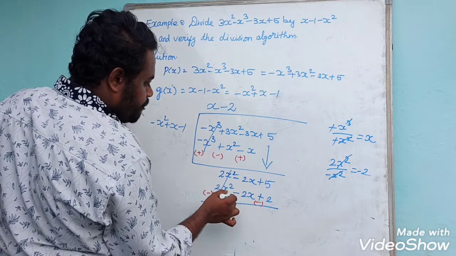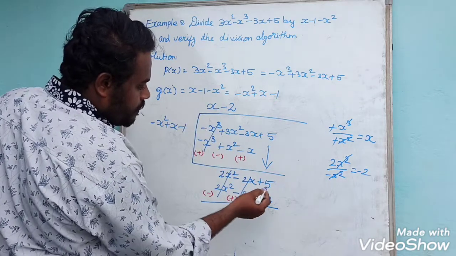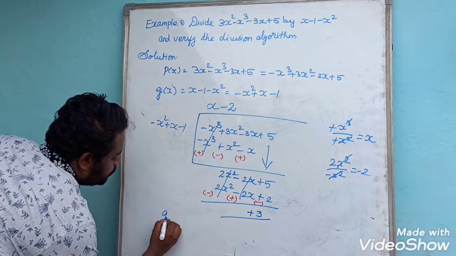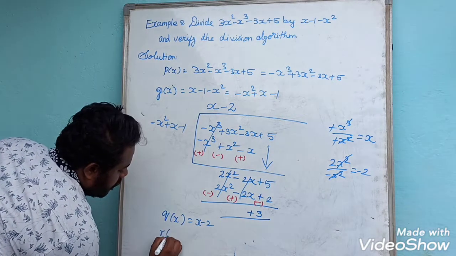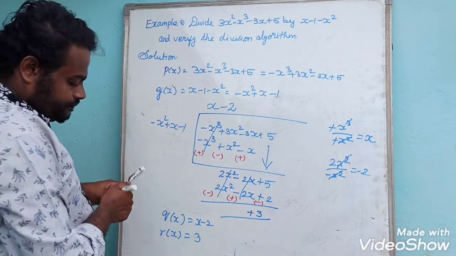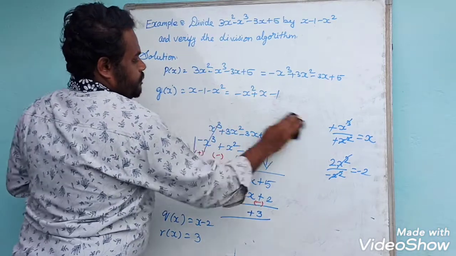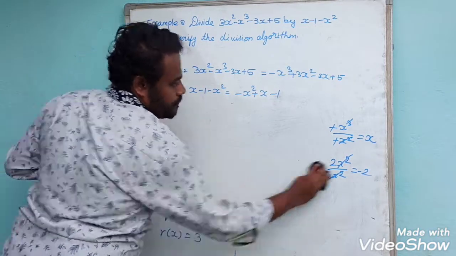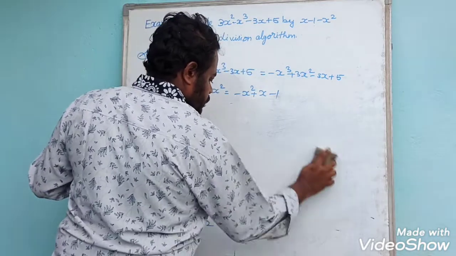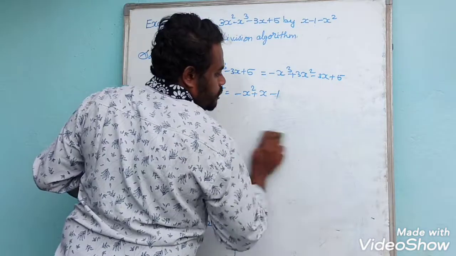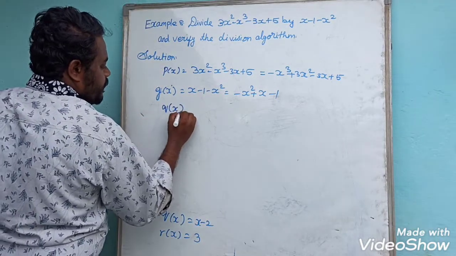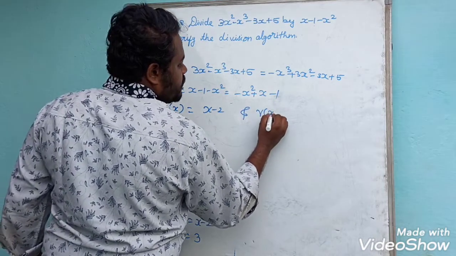Plus 2x and then minus 2x, it will cancel. So the remaining one is plus 5 and then minus 2, it becomes plus 3. So we get q of x equal to x minus 2 and then r of x which is equal to 3. We find out the quotient and remainder. Next we have to verify the division algorithm. So I write this quotient and remainder here. Q of x we find out is x minus 2, and R of x we find out is 3.